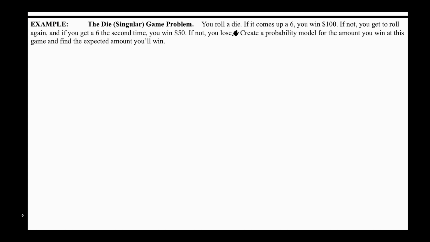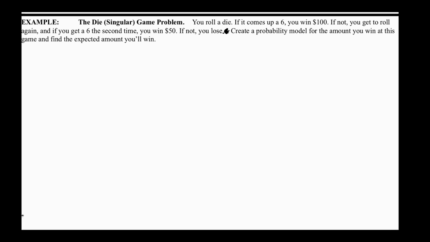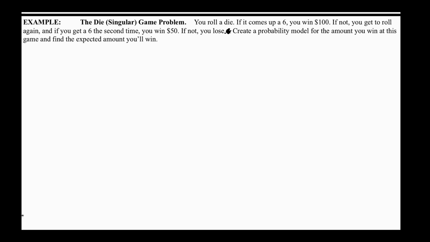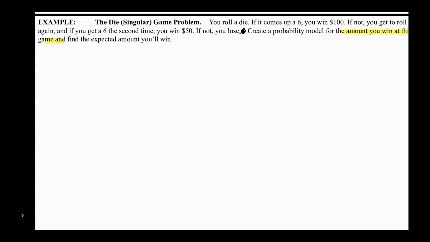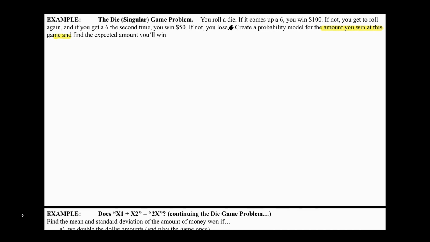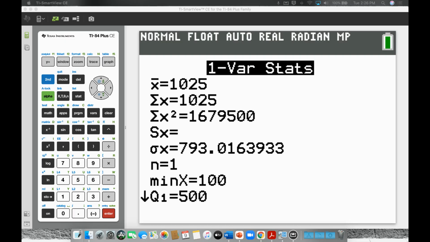So let's create a probability model for the amount. So here's the random variable, the amount you win at this game. Okay, so I want you to do that one. I'll give you guys this one. We're going to do something with this table. We're not just making this table for fun.